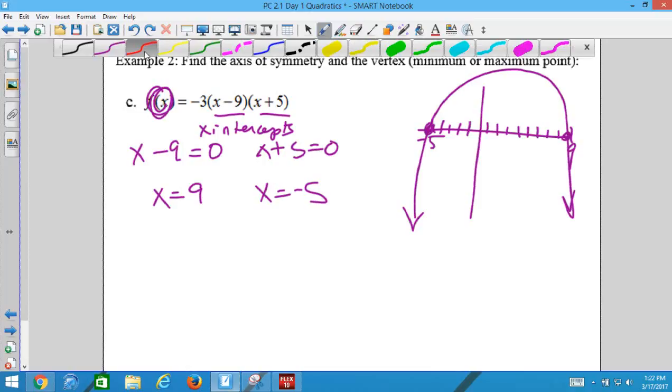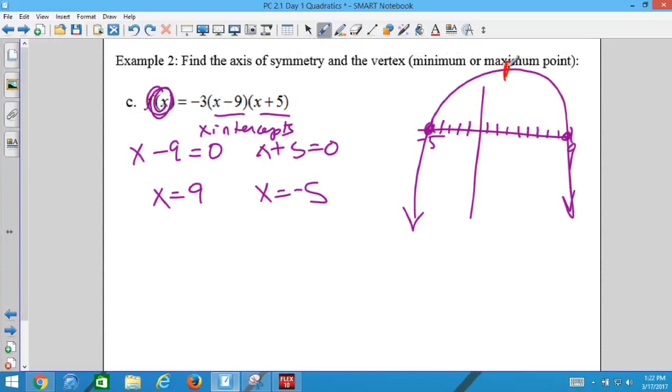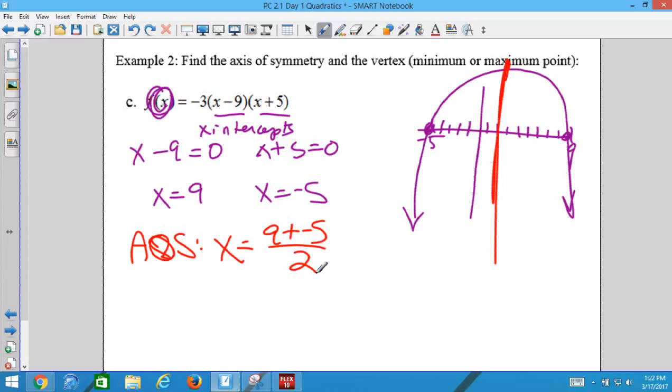It's going to be right in the middle of those numbers somewhere. So to find the axis of symmetry, you're going to average 9 and negative 5. You're going to average your two x-intercepts. And I get that my axis of symmetry is x equals 2. So we define our x-intercepts so we can find the middle. And that's our axis of symmetry.